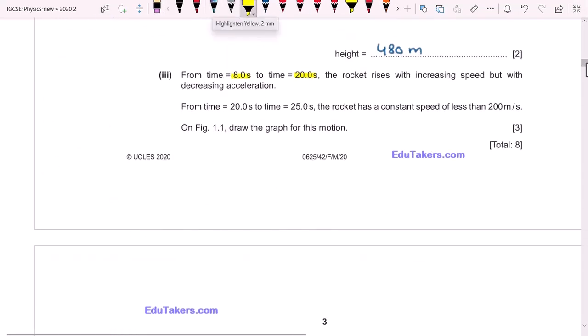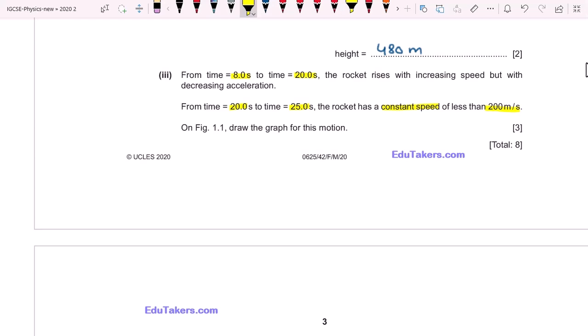From time t equals 20 seconds to 25 seconds, the rocket has a constant speed of less than 200 meters per second. Here we are given constant speed, which means its speed is not changing, its value remains the same, and it must be less than 200 meters per second. And we have drawn this curve in a time from 20 seconds to 25 seconds.